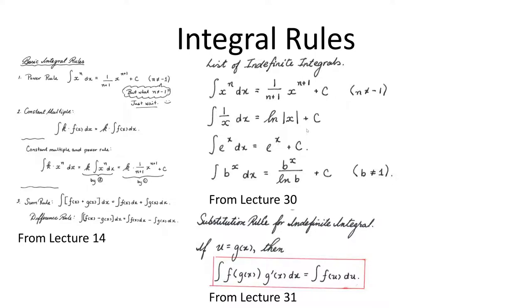The integral rules. So we had the power rule. We can handle something with x to the n, so it's x to the n plus 1, with 1 over n plus 1. And then it says, what about n not equal to minus 1? Well, we know how to handle that now over here. If we have 1 over x dx, that's equal to ln of the absolute value of x plus c.